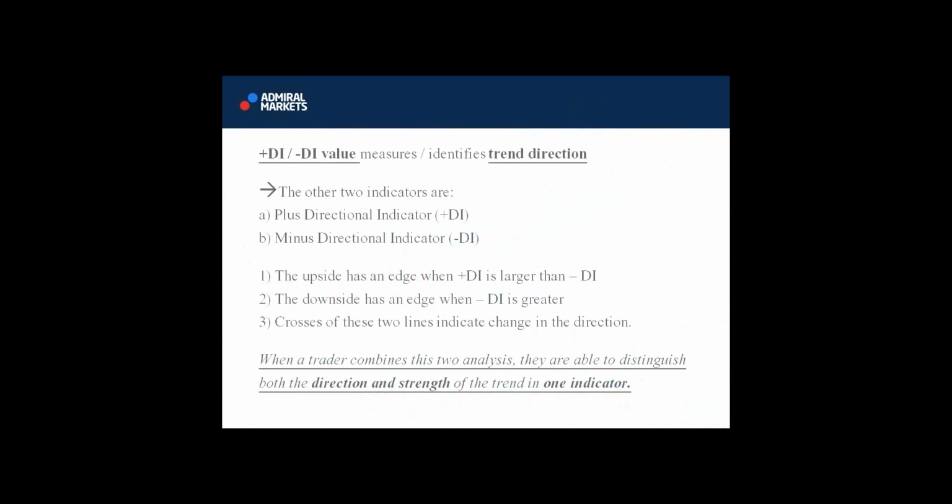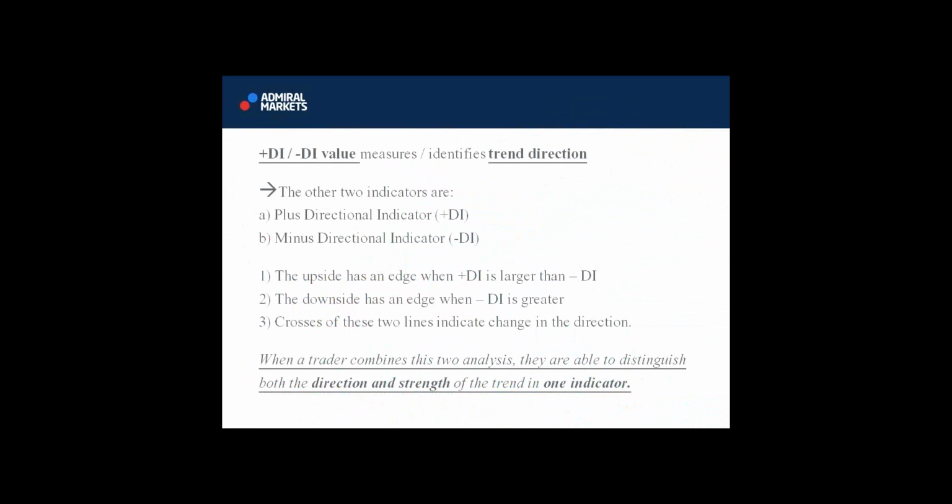Now let's talk about the trend direction. That is the plus DI and the minus DI. These two, the red and the green line, identify the trend direction. That's the cool thing about this one. So you've got the plus directional indicator, plus DI, and the minus directional indicator. Sounds maybe fancy, but what it boils down to is that if the plus DI is larger than the minus DI, then the upside has an edge.